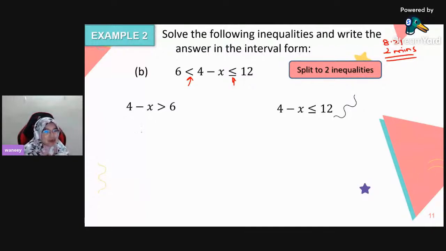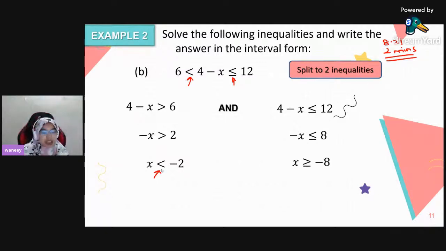Okay, so now we are going to make x as the subject. So negative x is greater than 2, so x will be less than negative 2. We're going to flip the sign because we are multiplying with some negative number. So do make sure to flip the sign. Check your sign. Make sure they are correct. Okay, and then negative x less than or equal to 8. So x will be greater than or equal to negative 8.